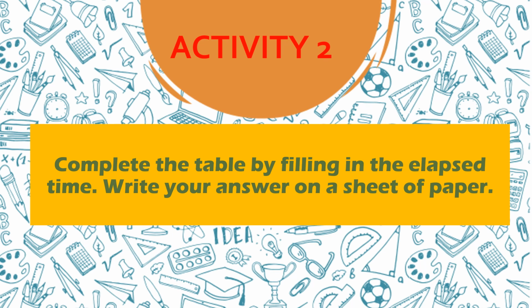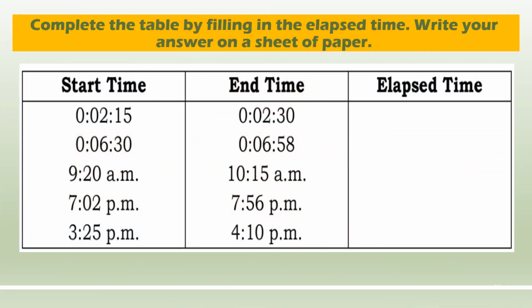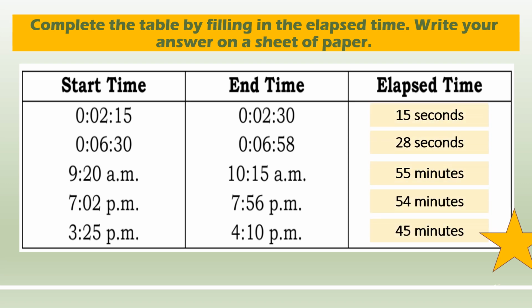Activity 2. Complete the table by filling in the elapsed time. Write your answer on a sheet of paper. In this activity, you may pause the video so that you have enough time to do the task. If you are finished, you may play the video to continue to the next activity. Give yourself a star for every correct answer.